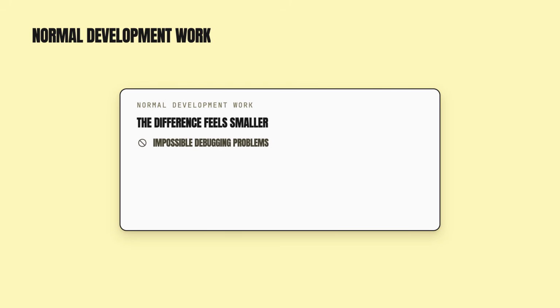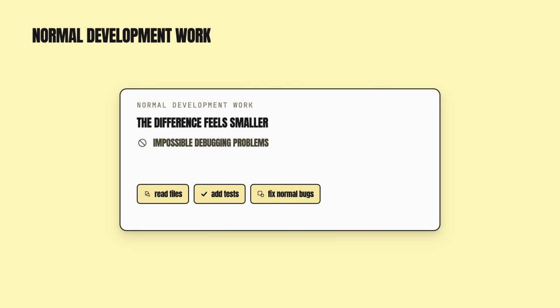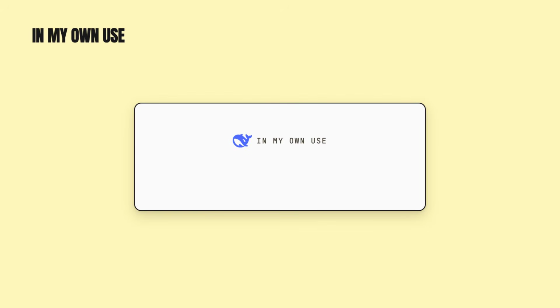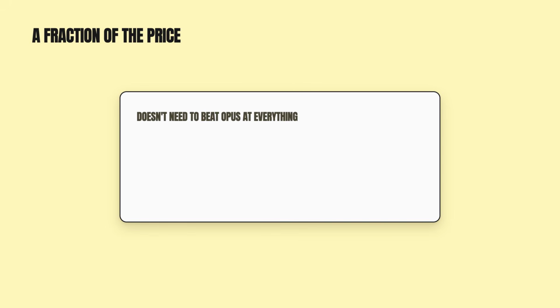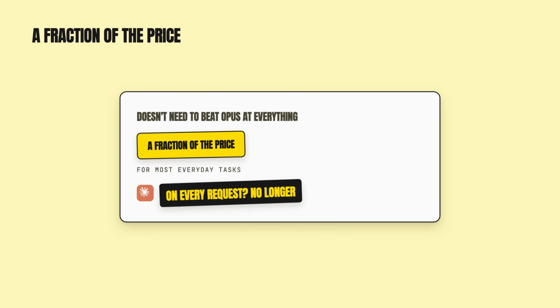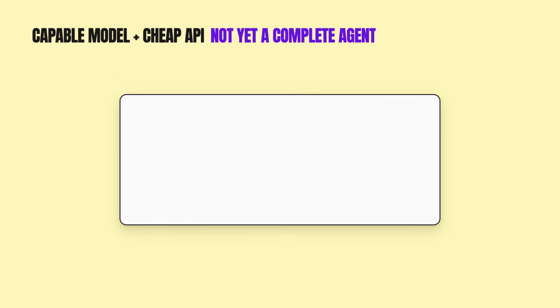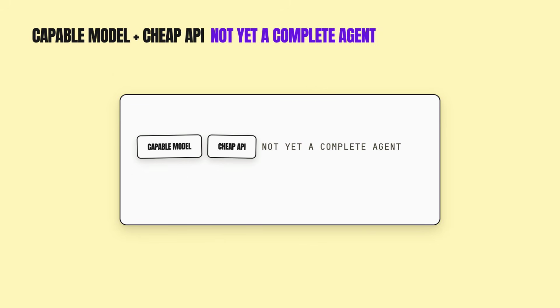Most coding sessions are not impossible debugging problems. They involve reading files, adding tests, fixing normal bugs, and building features that follow patterns already in the project. In my own use, DeepSeek is already strong enough to handle a large part of that work. And it does not need to beat Opus at everything. If it can complete most everyday tasks for a fraction of the price, paying for Opus on every request stops making sense. But a capable model and a cheap API still do not give you a complete coding agent. That is where Reasonix comes in.